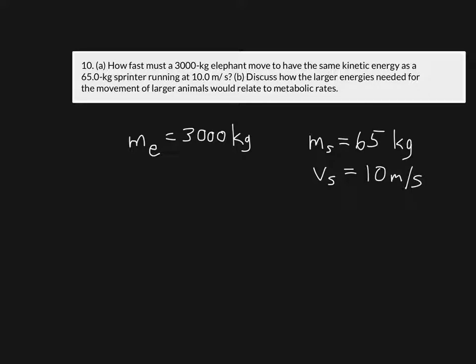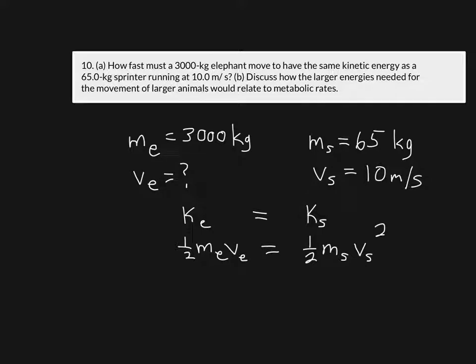I want to know about its kinetic energy. In particular, I want to know how much velocity the elephant needs, so I need to know what VE is. I need to find this so that the kinetic energy of the elephant is equal to the kinetic energy of the sprinter. The equation for kinetic energy is 1/2 times your mass times velocity squared. On the right-hand side, that's the mass of the sprinter times the velocity of the sprinter squared, and I have the same equation for the elephant on the left-hand side: 1/2 the mass of the elephant times the velocity of the elephant squared.